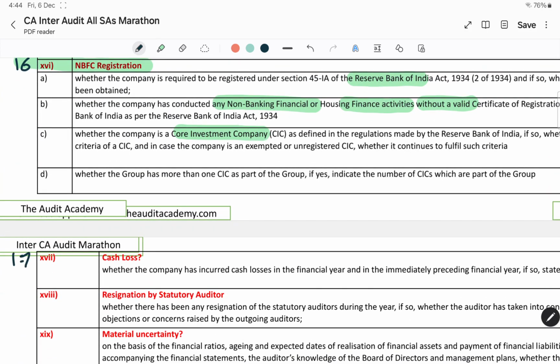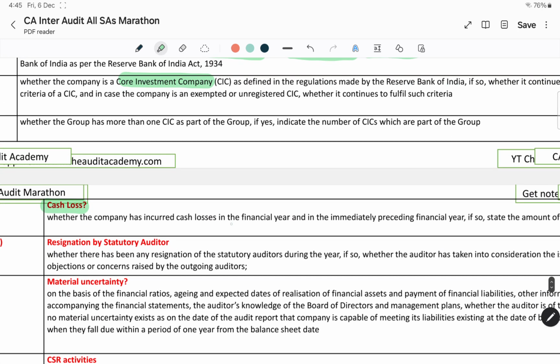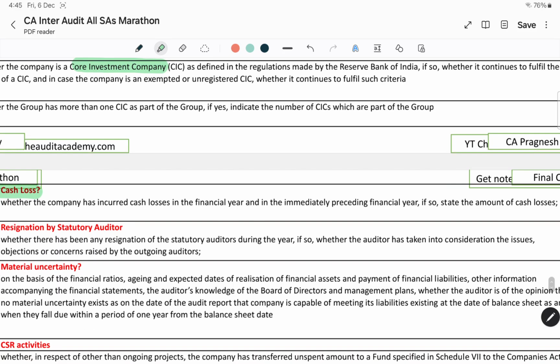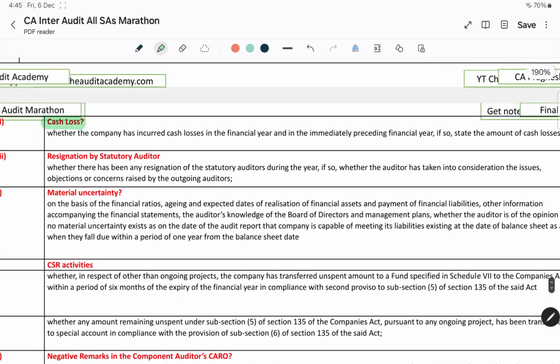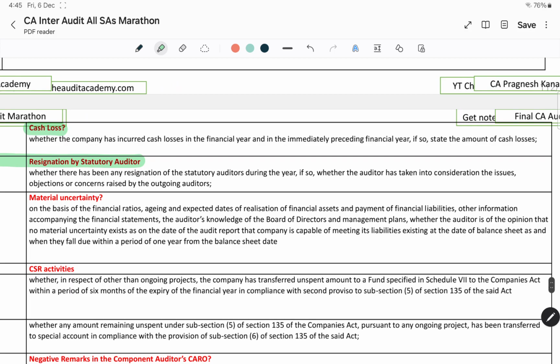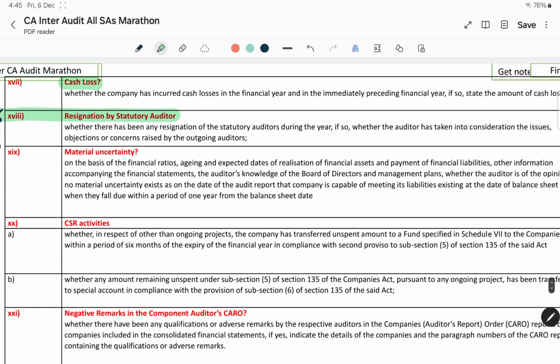Next is Clause 17, cash loss. Whether the company has incurred cash losses in the financial year and the immediately preceding financial year, if so, state the amount of the cash loss. Clause 18, resignation by the statutory auditor. Whether there has been any resignation of the statutory auditor during the year, if so, whether the auditor has taken into consideration the issues, objections, or concerns raised by the outgoing auditor.